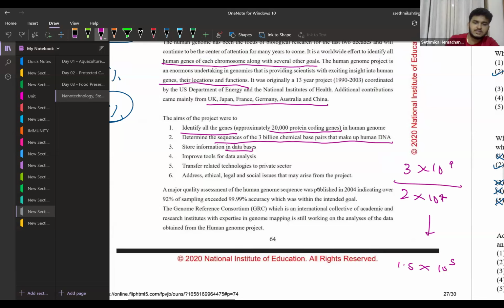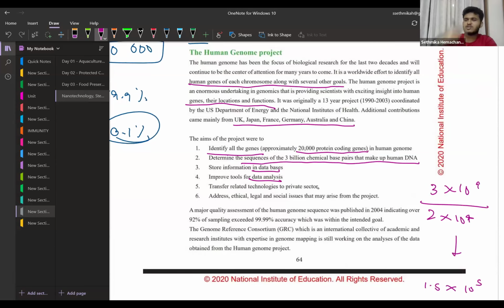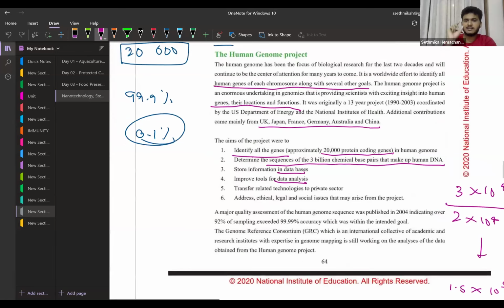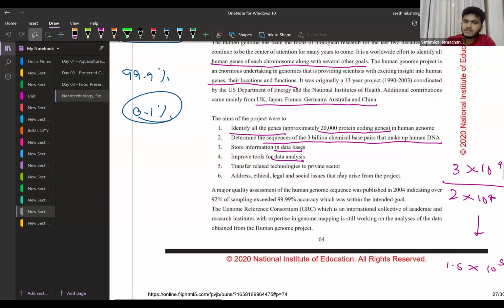Store information on databases. So these nucleotide sequences are stored in databases. Improve tools for data analysis, so improve the tools for the identification of genetic sequences. Again, as the genome project went on, first generation DNA sequencing technology, second generation DNA sequencing technology, third generation DNA sequencing. So the technology developed as the genome project was going on. This process is actually called DNA sequencing. The DNA sequence or the nucleotide sequence for these genes are identified.